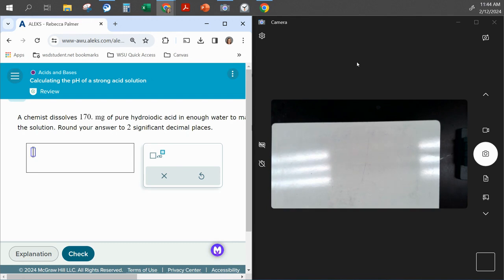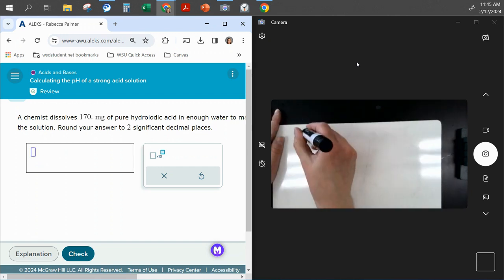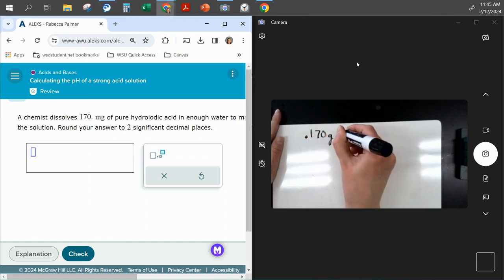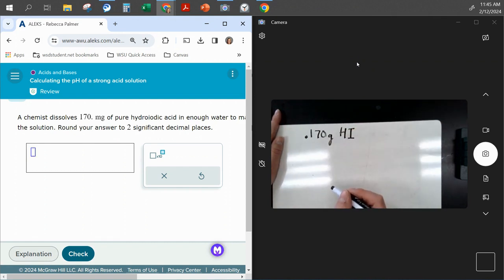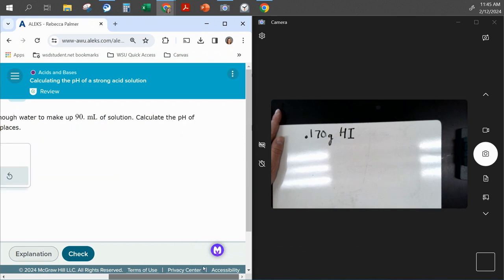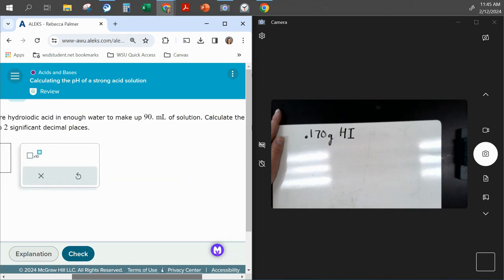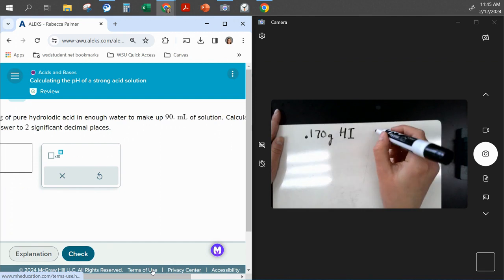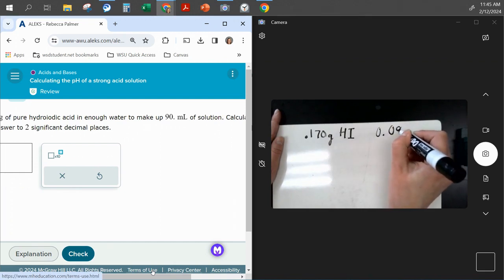Okay, so this one is 170 milligrams of pure hydroiodic acid. So I'm going to first convert that to grams. And then I know the HI is hydroiodic acid. And then, let's see, what else we need? Enough volume to make up 90 milliliters. So we need to convert that to liters. 0.090 liters.